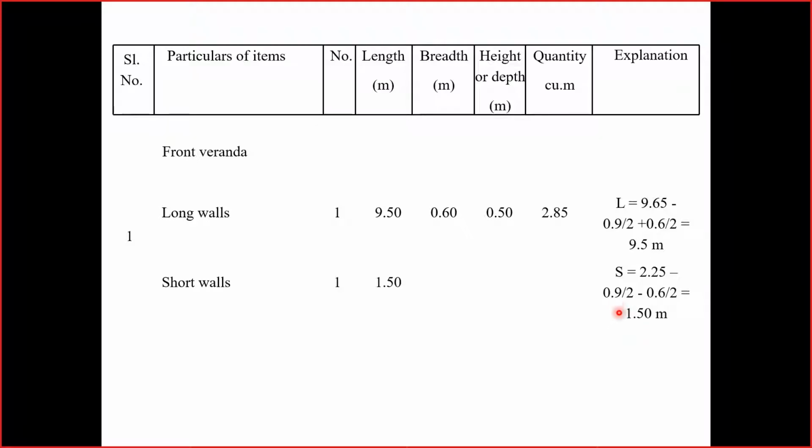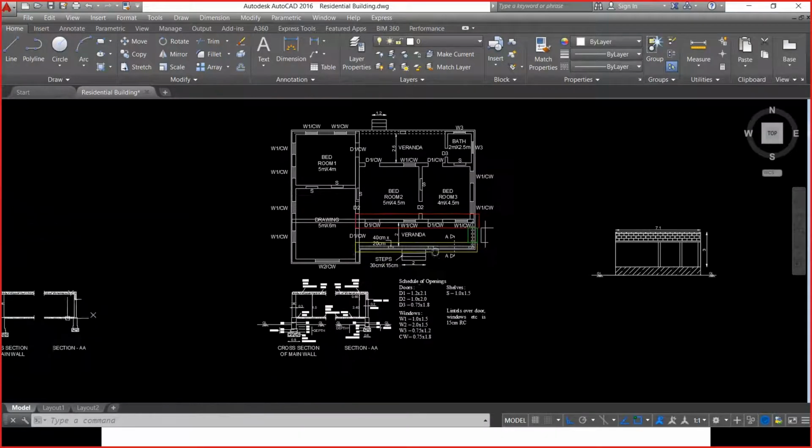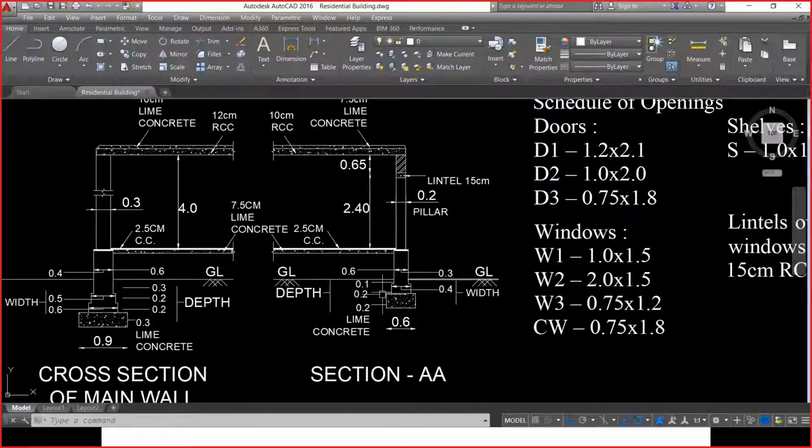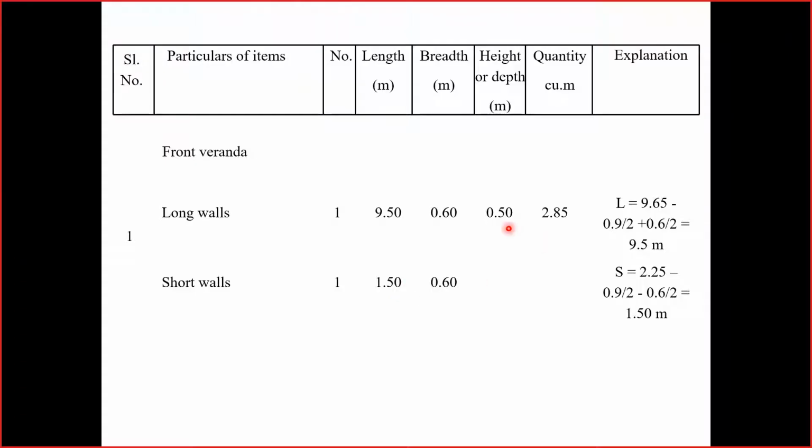Once we get the total length, input the same value under total length, and of course the width of excavation remains same for partition wall. So width of excavation is 0.6 meters and height or depth of excavation is same as long wall, 0.5 meter, and the total quantity is product of these things, which is 0.45 meters.